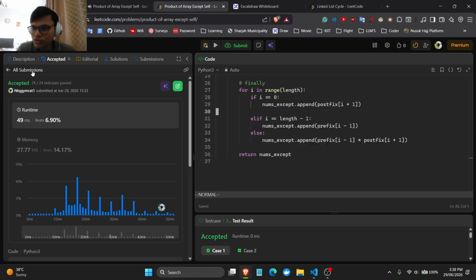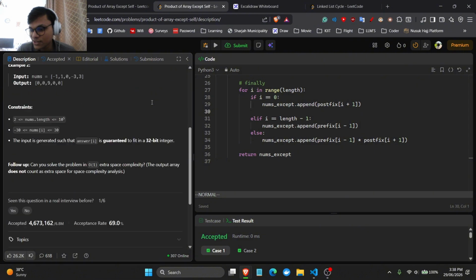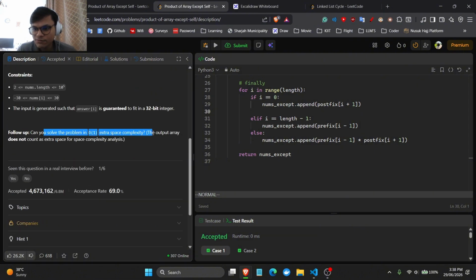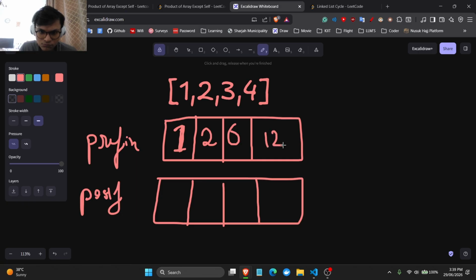Interesting. So actually, they did say that you must write an algorithm that runs in O of n time without using division. They didn't say that I have to use that. Can you solve it? The output array does not count as extra space. Okay. So post. I'm so confused.